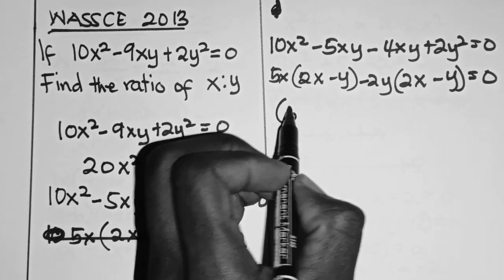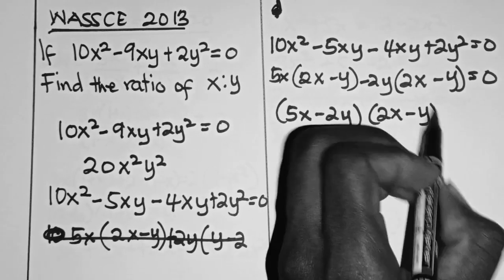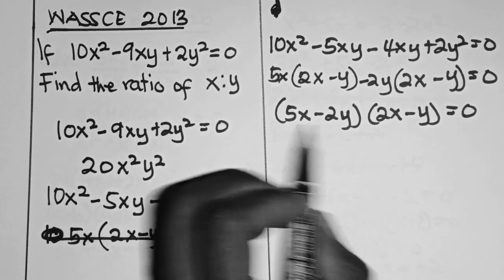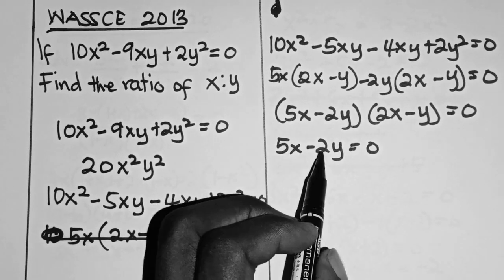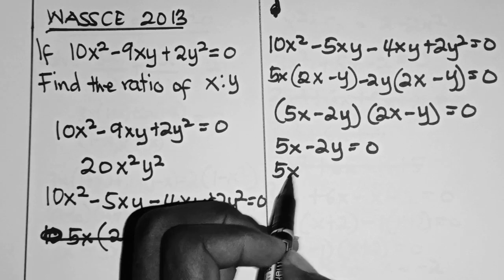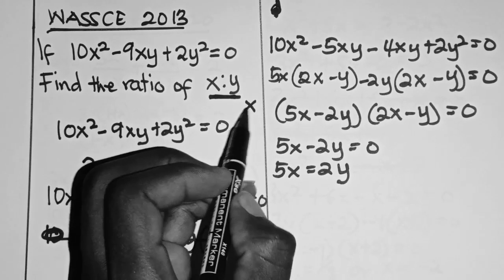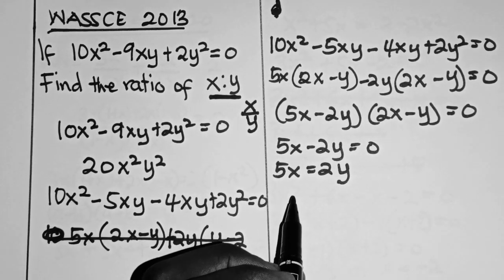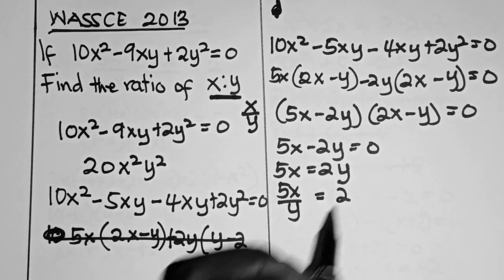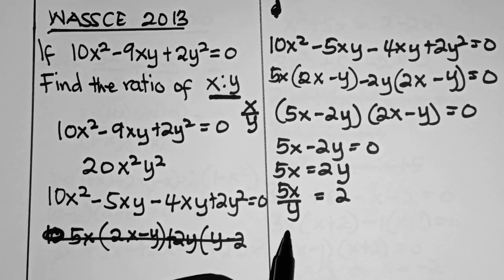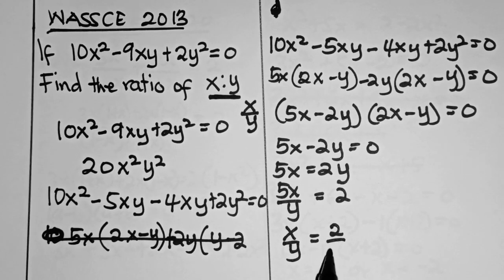So in one bracket, we have 5x minus 2y. Then in another bracket, we have 2x minus y equals 0. Let's take 5x minus 2y and equate to 0. So this implies that 5x is equal to 2y. We are looking for the ratio x is to y, in other words, x over y. So if we divide through by y, you see that 5x divided by y is equal to 2. So if we divide through by 5 too, then you see that x divided by y is equal to 2 over 5.